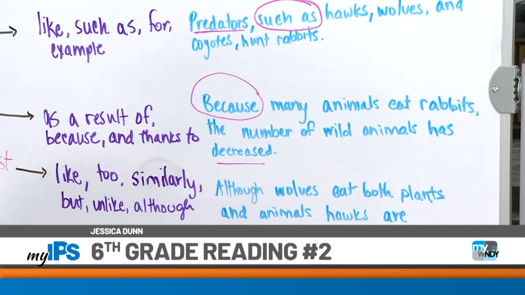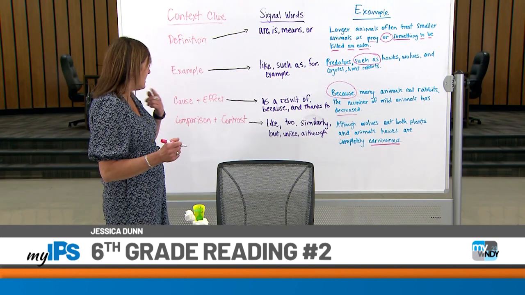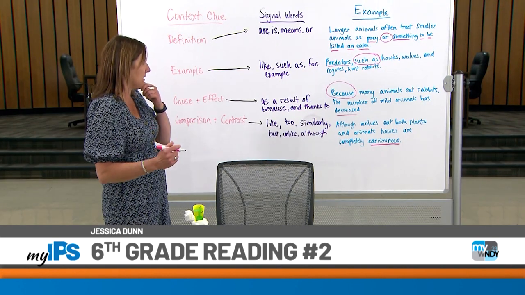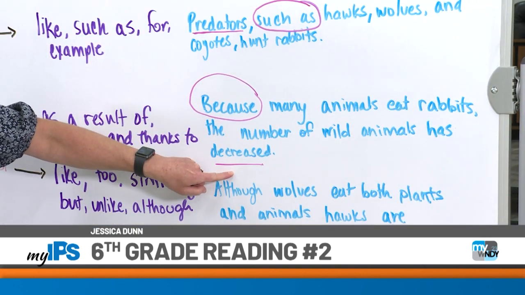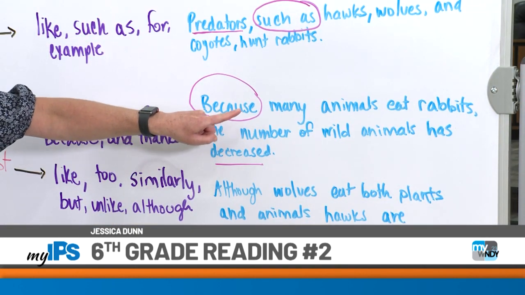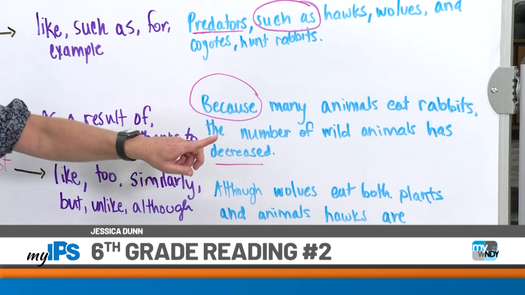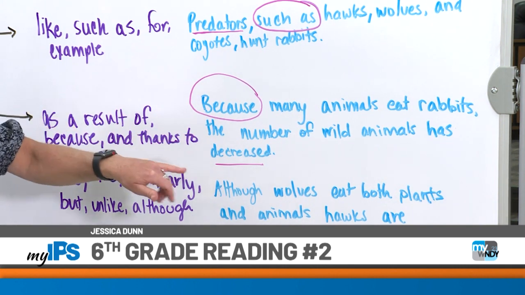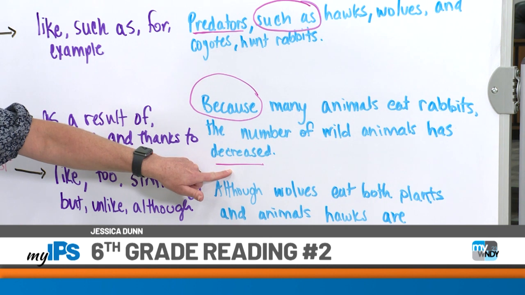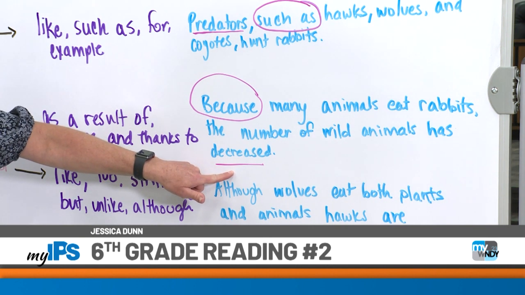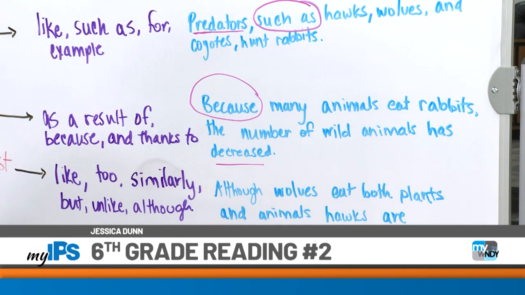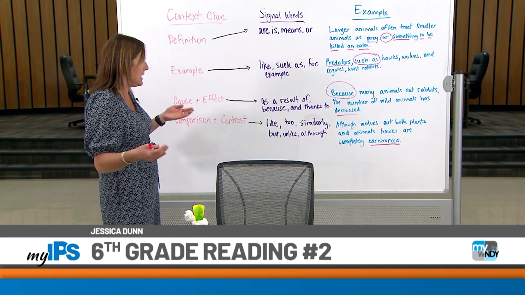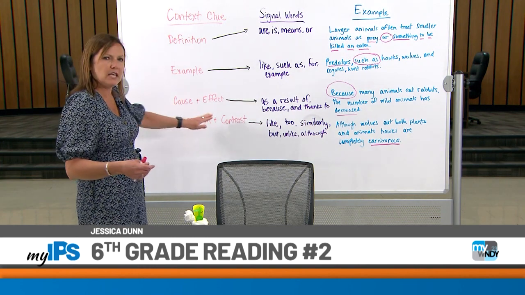And so we use the signal word to see, okay, cause and effect. So let me think here. I don't know this word decreased, but because many animals eat rabbits, the number of wild animals has decreased. So I think decreased is giving me a cause and effect. Animals eat rabbits, and then the number of animals decreases. It must be that they go down, Jorge. What do you think? So I think decreased means they go down in number. So that's the cause and effect.